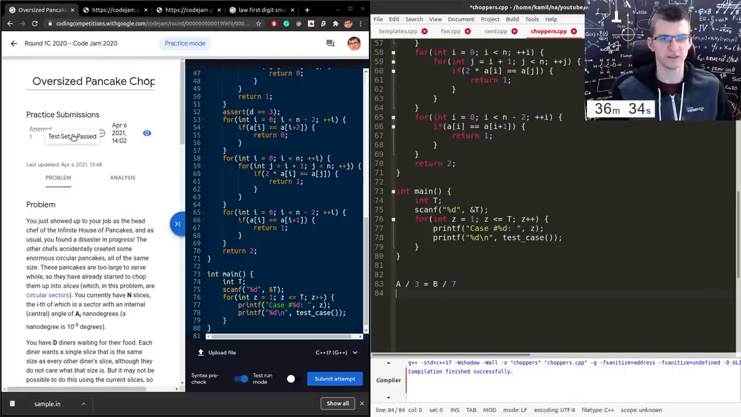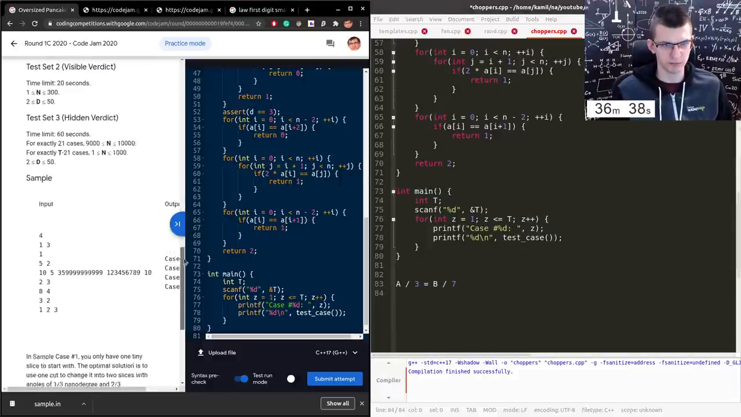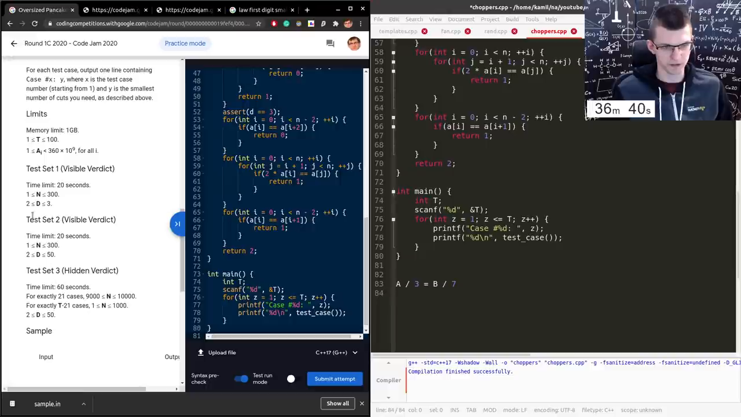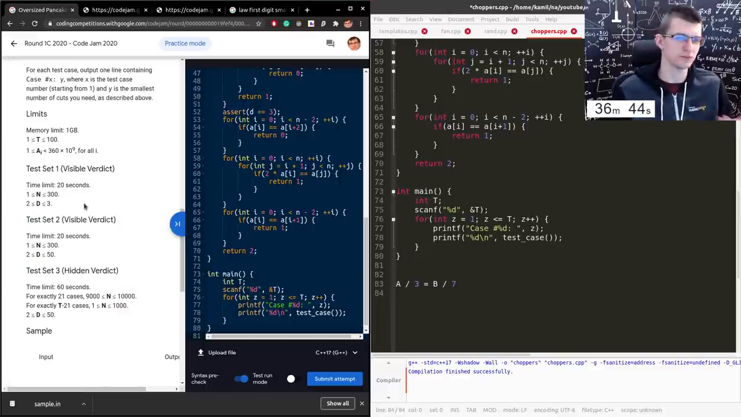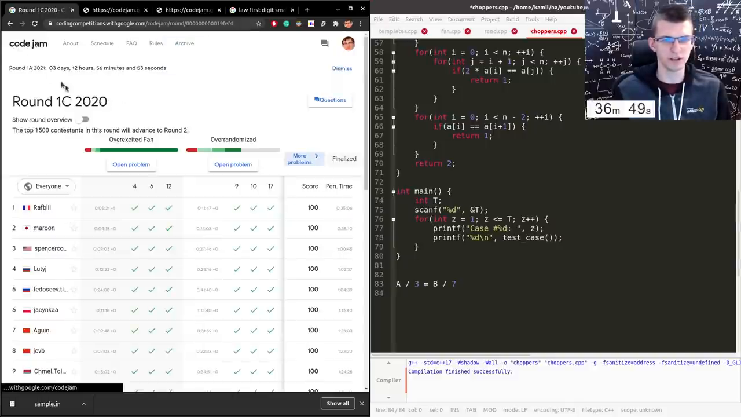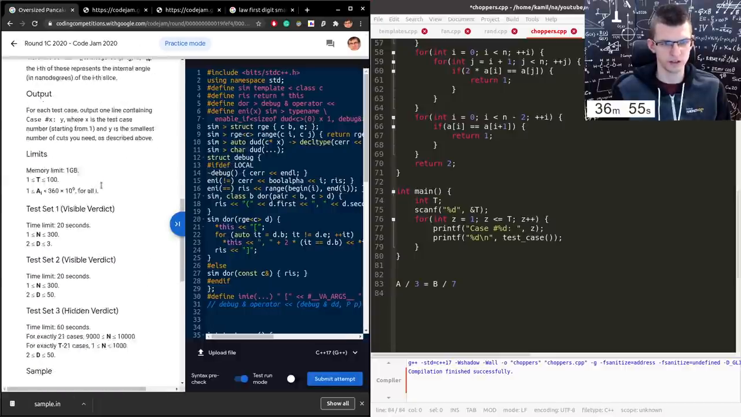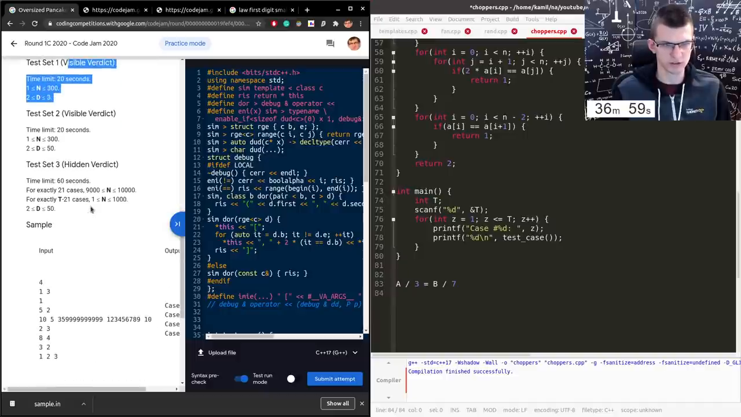I passed the first test set. So now I have all the points minus those for test set 2 and test set 3. So for this problem, I just got points for test set 1. The points for each problem you can see in the leaderboard here. I'm not sure if it's written also in the problem statement. I don't see the scoring here.